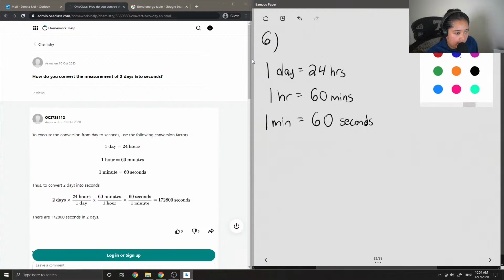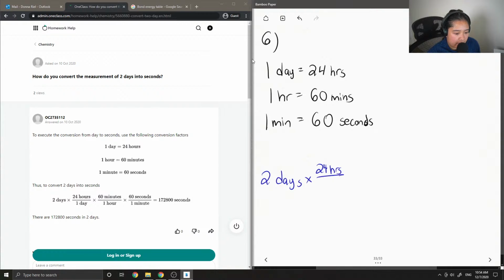So if we start off with 2 days, we can convert to hours by multiplying 24 hours in 1 day. We can convert hours to minutes by multiplying 60 minutes in 1 hour. And then we can convert minutes to seconds by multiplying 60 seconds in 1 minute.